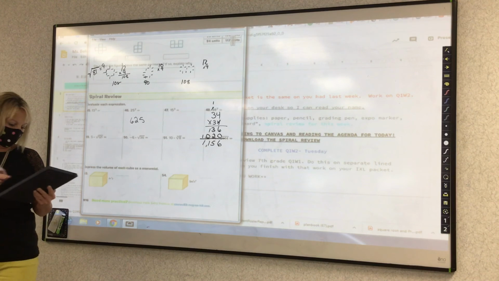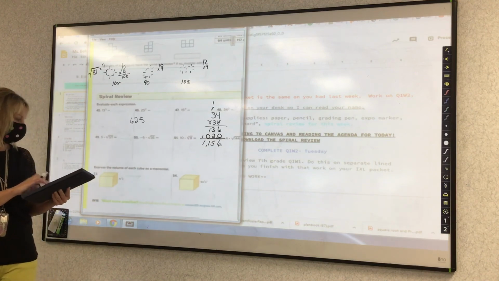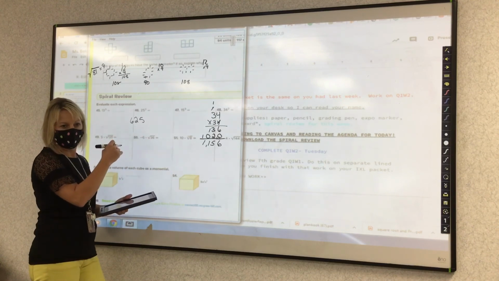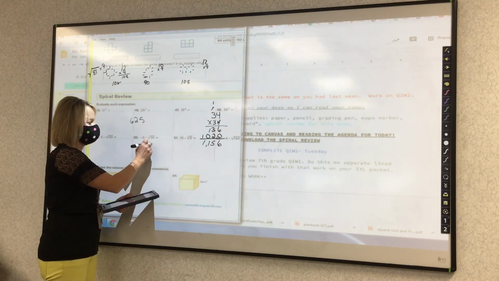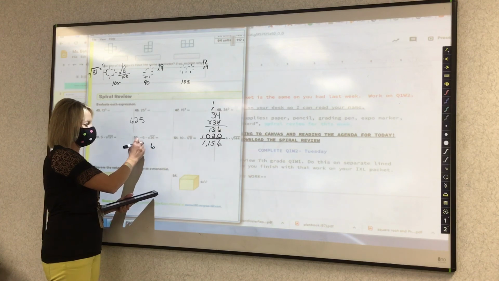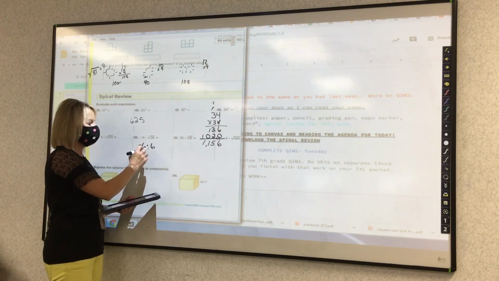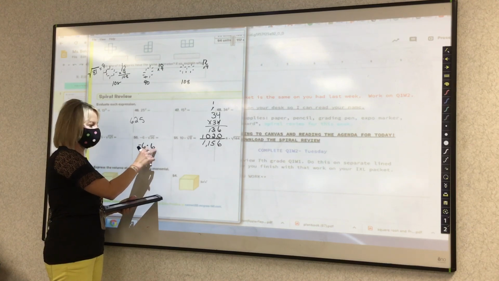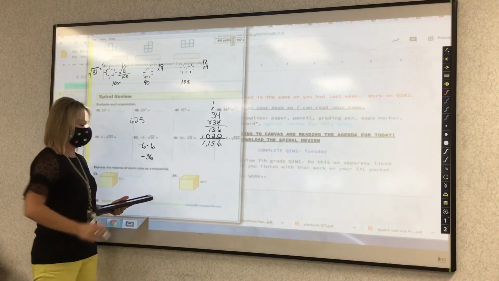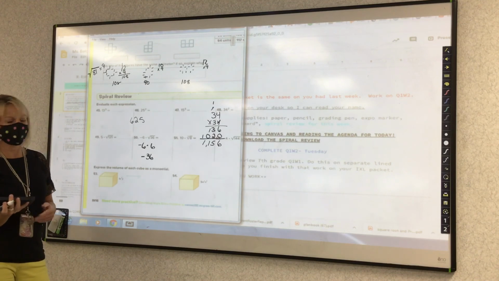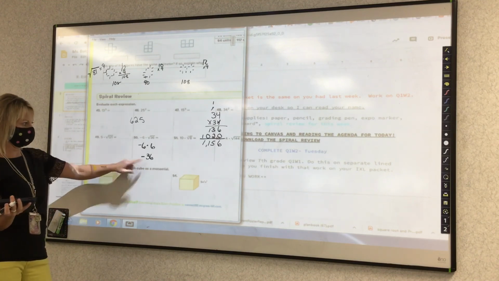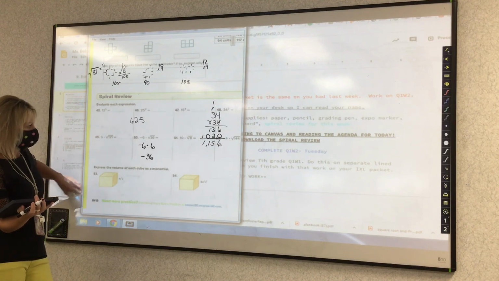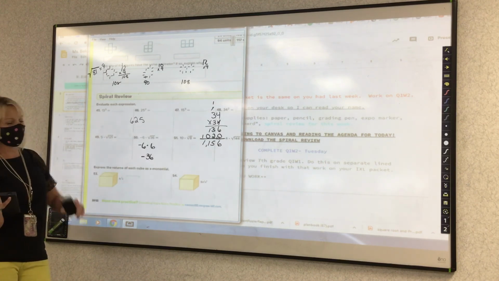Our next problem was 50. Do the square root first. Okay, so the square root of 36 is 6. Bring down the negative 6 times 6. 6 times 6 is 36. Negative times a positive makes it negative. It's negative 36. Then how in the world did I get 36 times 6? You probably didn't take the square root of 36 first.